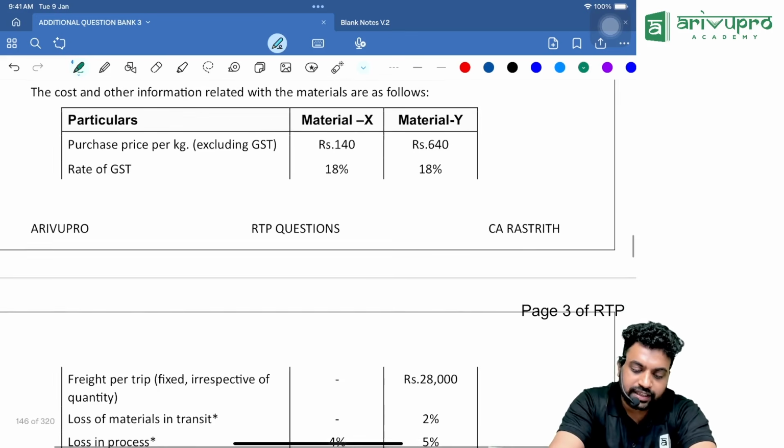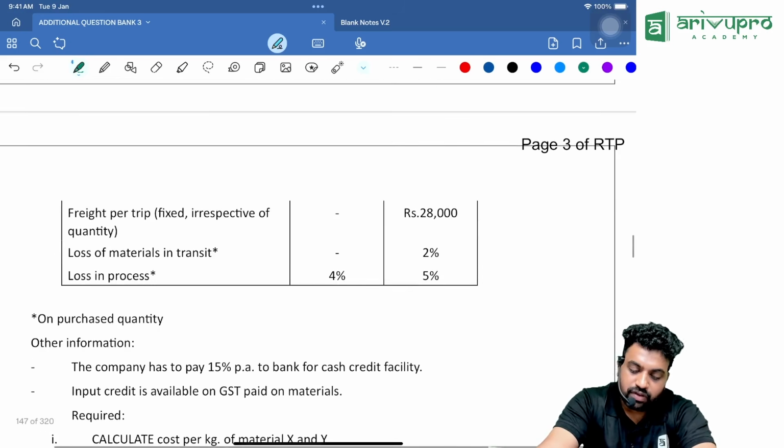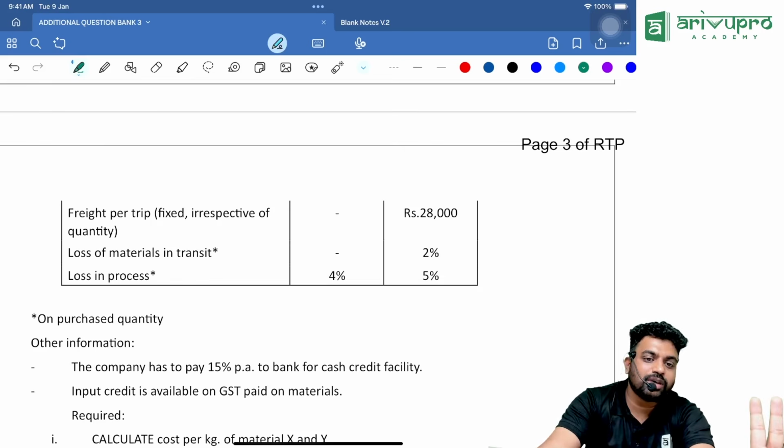The cost and the relevant information: purchase price excluding GST they have given. Nice. So you will add GST when credit is not available, refund is not available. When credit is available, you will not add GST. Freight per trip is fixed, irrespective of quantity. 28,000. For each and every trip your 10 ton truck goes, it will cost you how much?